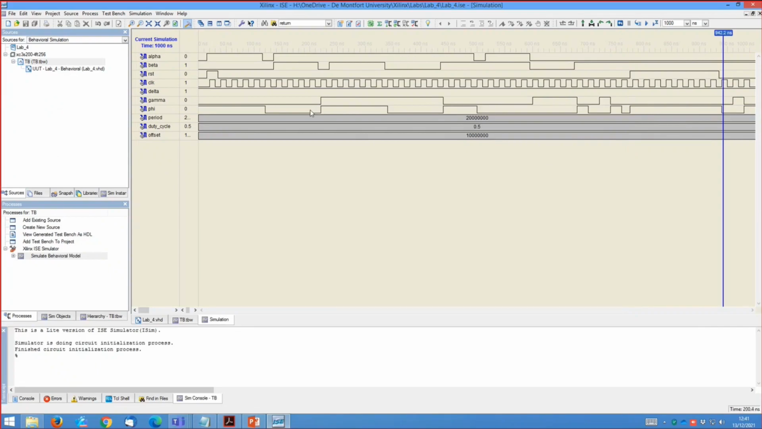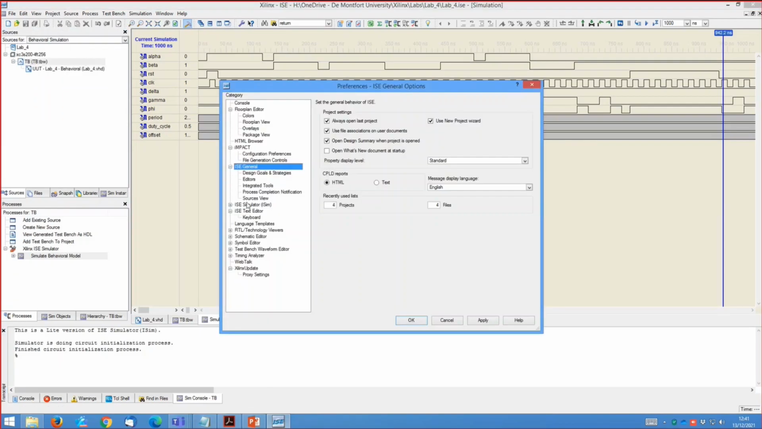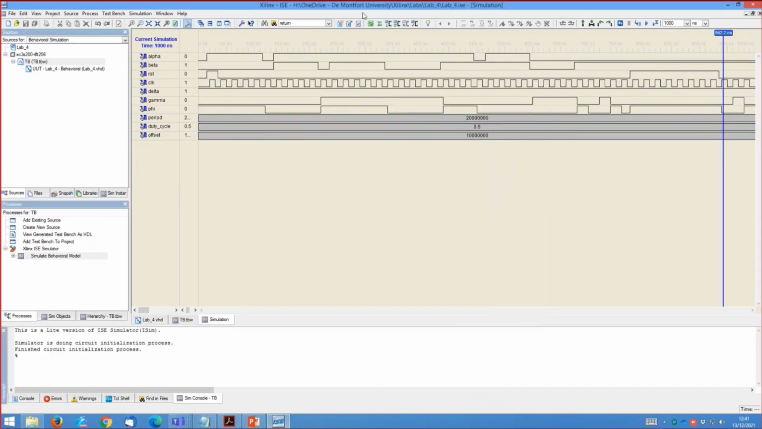So there you go. That's pretty much then the simulation matching the expectation that has been set as part of our test bench. And again, as I said earlier, if you're still on the default color scheme, the black color scheme, you can always go to Edit, Preferences, and then ISE Simulator, expand it, Waveform Colors, and then make sure you set here from default to Classic. And then it will show you your simulation like it's showing mine here on the light color scheme.